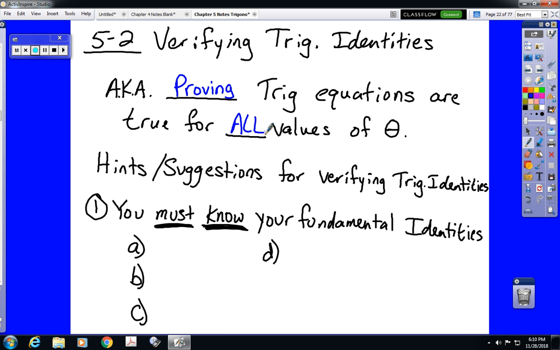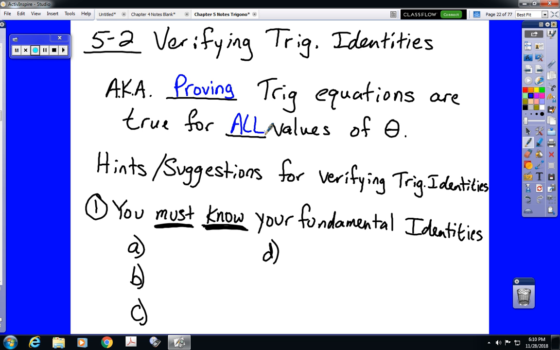Now I'm going to give you a number of hints and suggestions, but unfortunately, just like geometry proofs, there really is not one correct way to always do this. It's somewhat intuitive. It's like a puzzle. And the more of them you do, the better you're going to get at doing them. However, if you don't know certain things, you will have a very, very hard time with this.